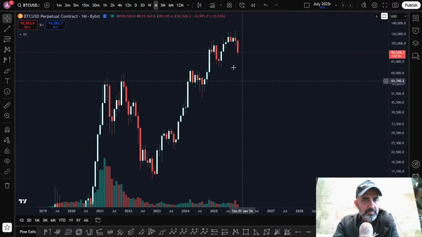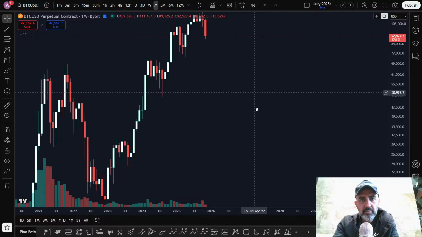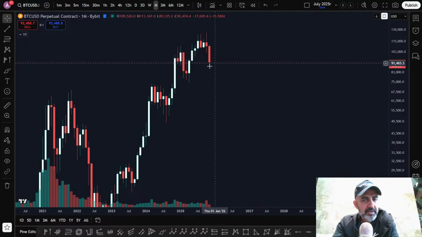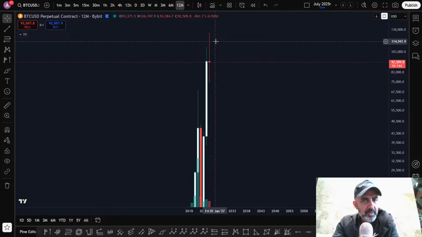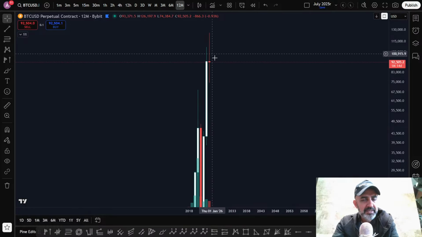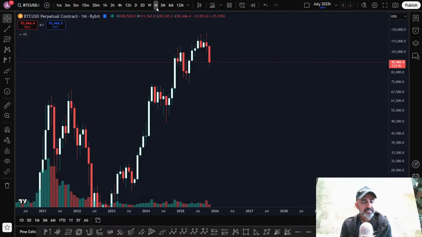Whatever happens, I think we're probably going to be ranging here for a little bit. Probably next month would be ranging. Maybe the yearly candle ends, then we get a pullback to go up, then down. Maybe we get another kind of crazy year. That's going to destroy our altcoins. That's the reality of it.